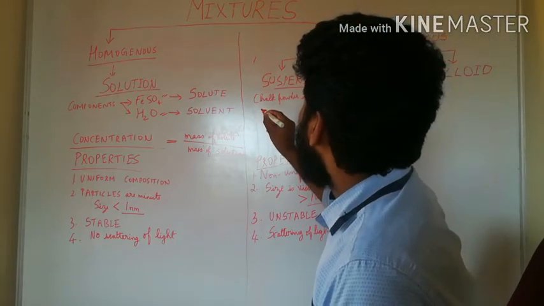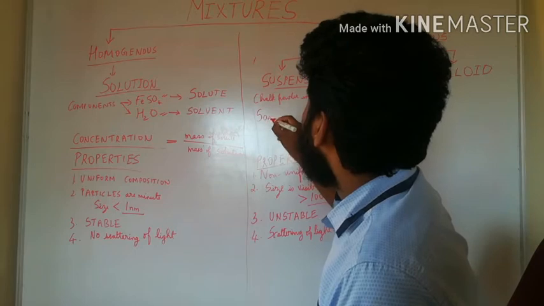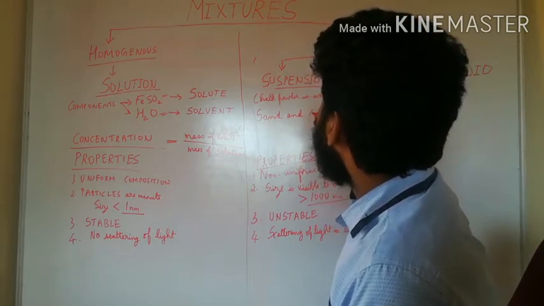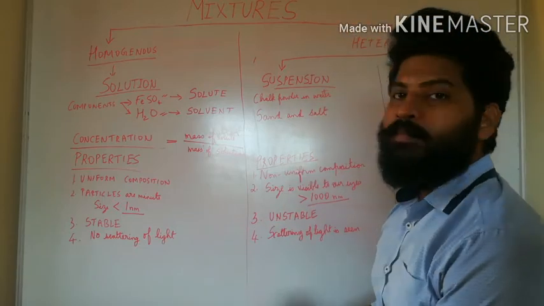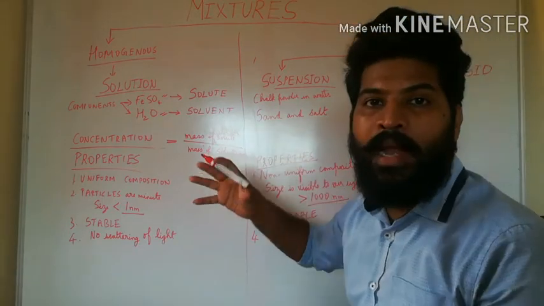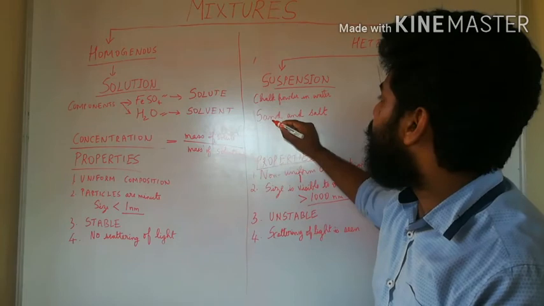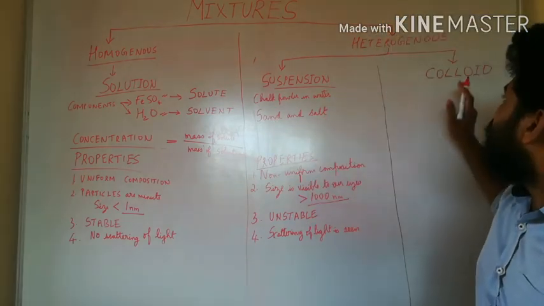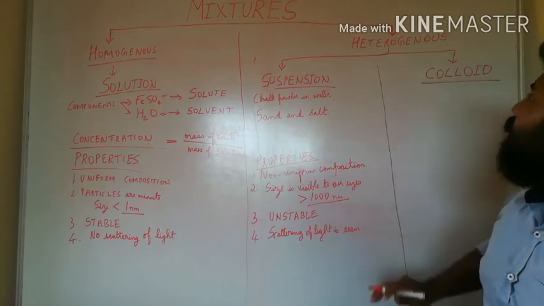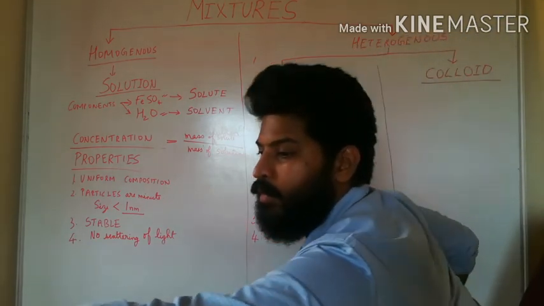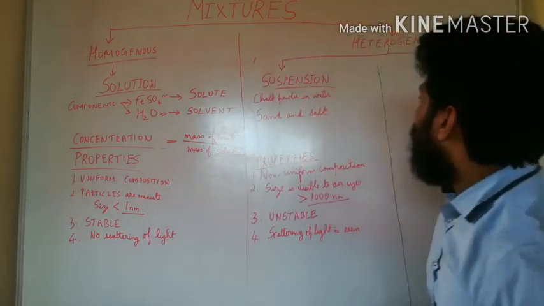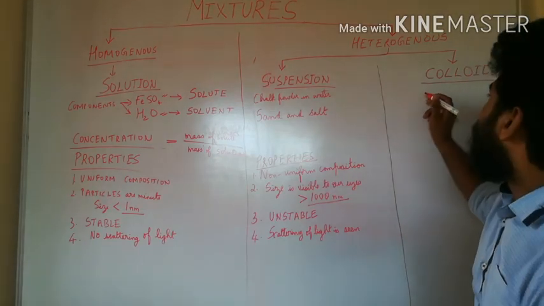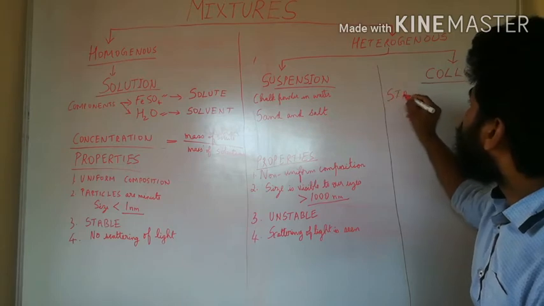For example, you can take sand and salt. Sand and salt, mix sand and salt. This would be an example of a solid and solid suspension. The third type of mixture is a colloid. An example for colloid would be a starch solution.